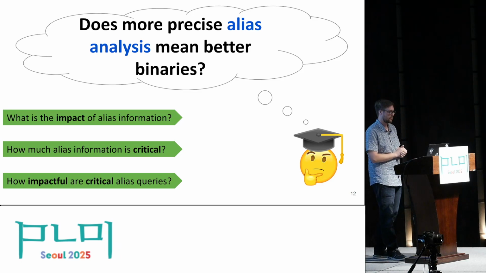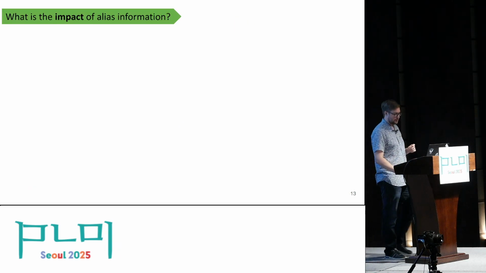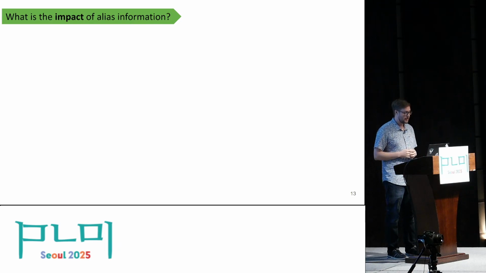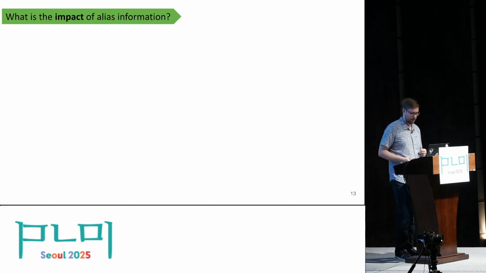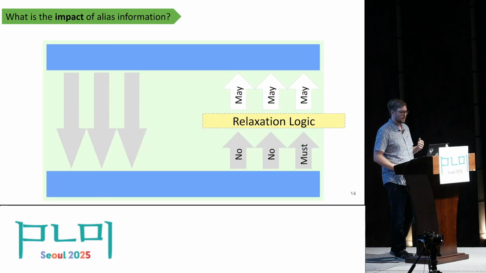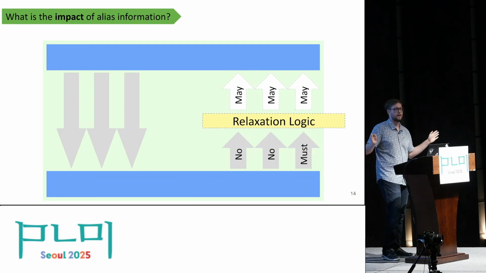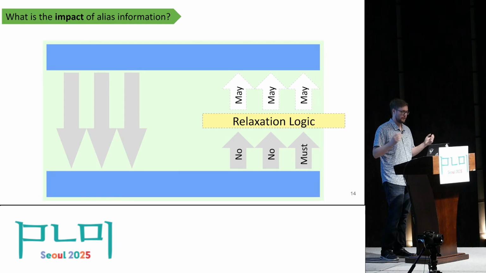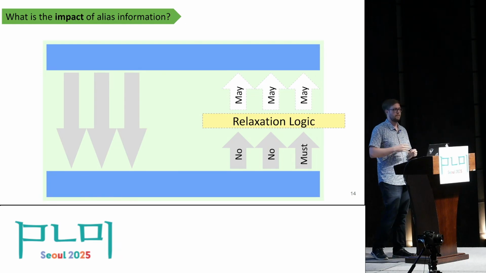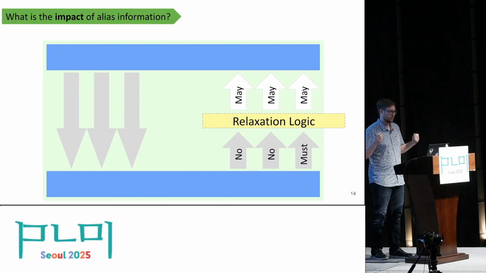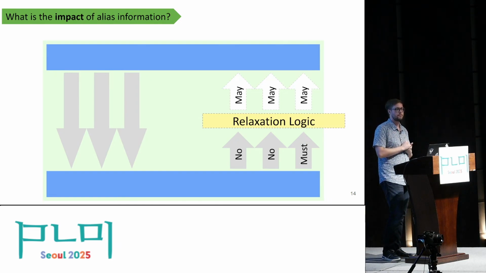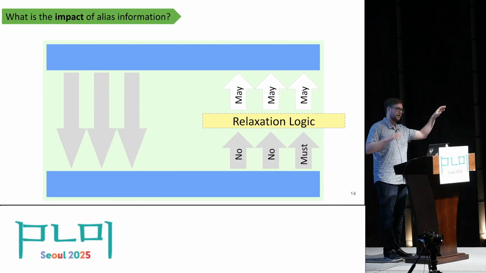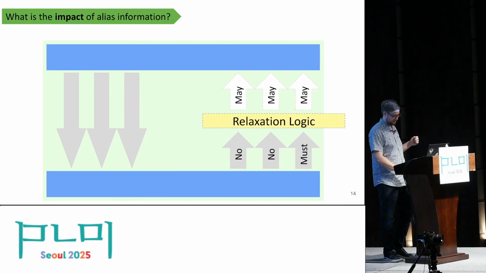Okay, let's go through these. First one, what is the impact of aliasing information? The experimental setup here is very simple. Our relaxation logic just takes away everything. It relaxes everything to may aliases. This really corresponds to not doing any alias analysis whatsoever. And now we have this compiler version. So we use the SPEC CPU 2017 benchmarks, and we compare all information versus no information. And this is what we get.